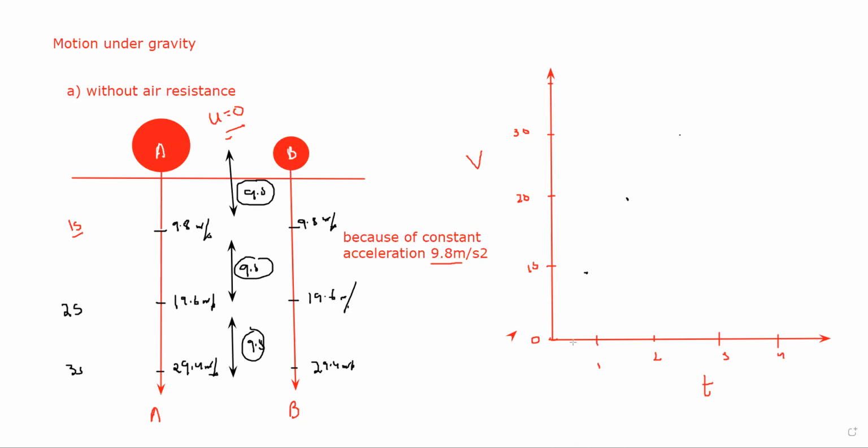So when we join them, it will be a straight line with a constant slope, and the gradient or the slope of this line represents acceleration, which will come out as 9.8 meter per second square. Is it clear? Motion under gravity: the acceleration of a falling object without air resistance, if there is no air resistance acting on the object.